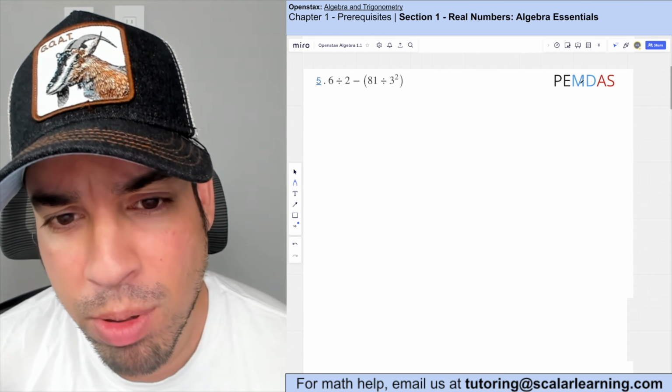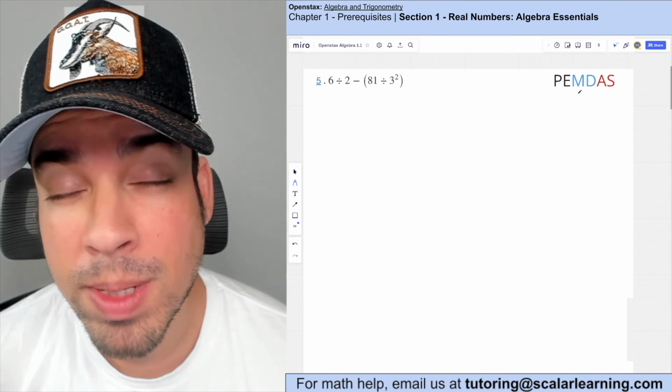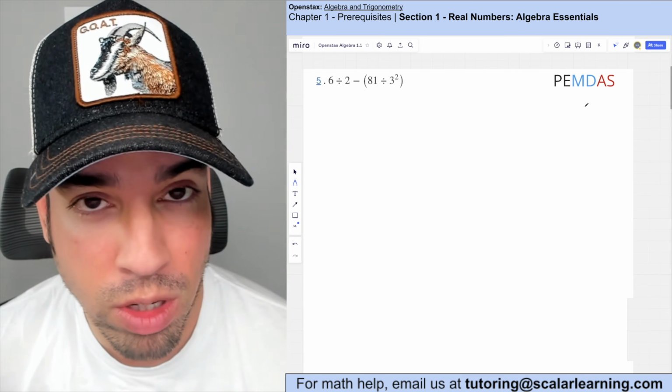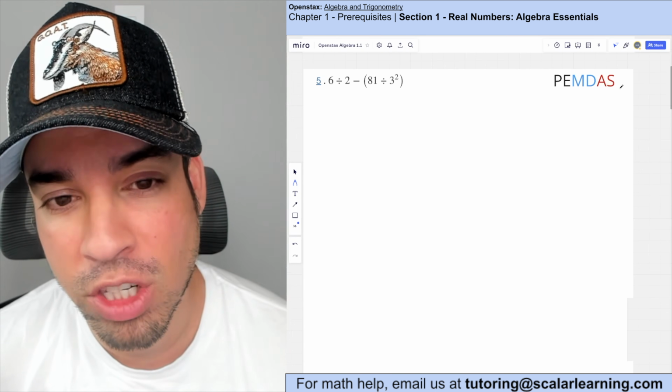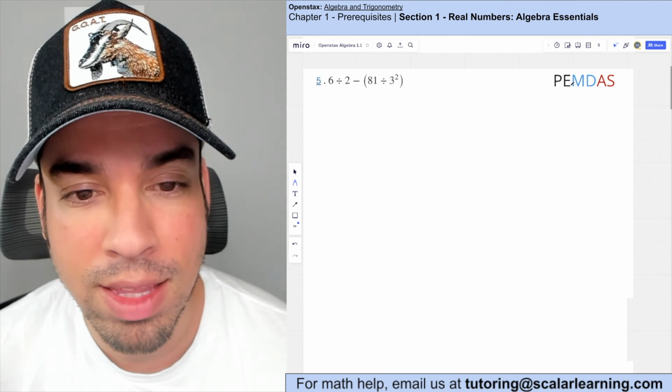And the reason why I put M and D in blue and A and S in red is because multiplication and division are actually on the same level. When we're choosing between those two, it's just whichever one is more on the left. Same with addition and subtraction. And in the front, of course, we have parentheses, aka grouping, and then exponents.